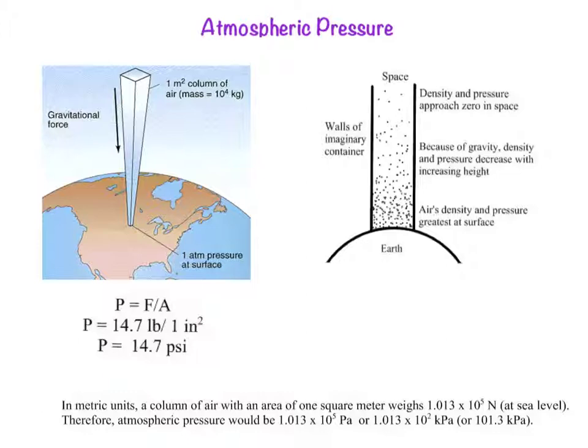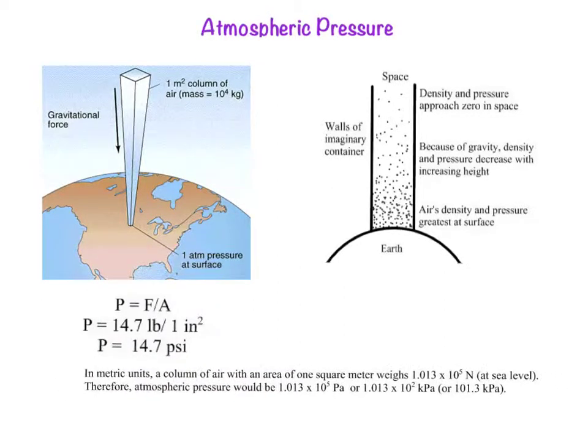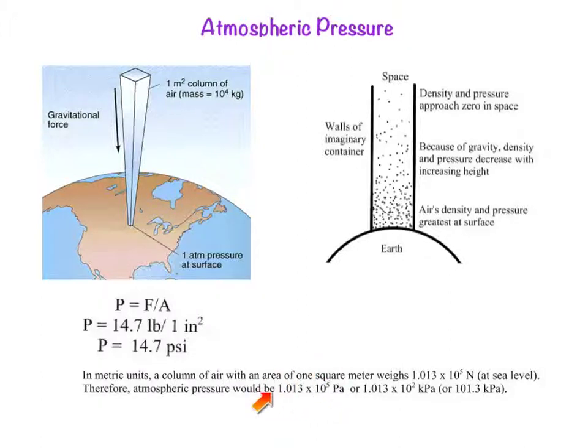Now, it varies a little bit with altitude, but this is basically the pressure that's on us all the time. For every square inch of you, there is 14.7 pounds of pressure on you. In metric units, a column of air with an area of 1 square meter weighs about 1.013 times 10 to the 5 newtons at sea level. So atmospheric pressure would be 1.013 times 10 to the 5 pascals, or 101.3 kilopascals. This 1.013 times 10 to the 5 pascals will become important to us as we do various calculations.